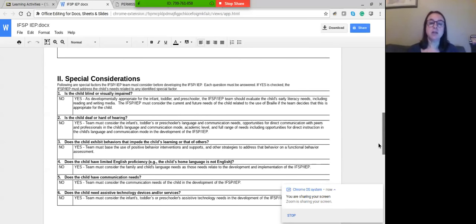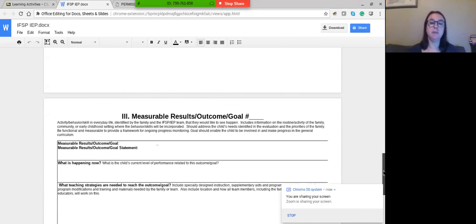Now, this is a checklist. We have special considerations. The reason that we have this checklist is it's part of the IFSP, but also because we want to make sure that you know that if a child is blind or visually impaired, that is something that must be related to your ongoing steps. And same with all these disabilities, it will tell you how it needs to be included in the plan.